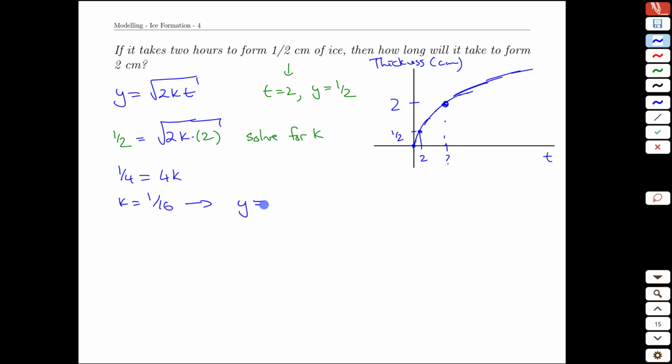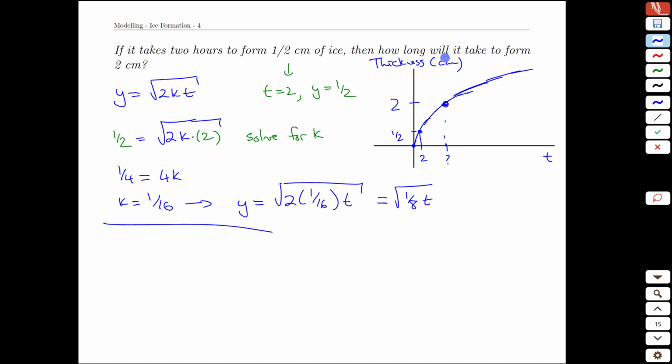That leaves us with our full solution of the square root of 2 times 1/16 times t. The thickness of the ice at any point is given by this, which we can simplify a little bit to the square root of 1/8 times t.